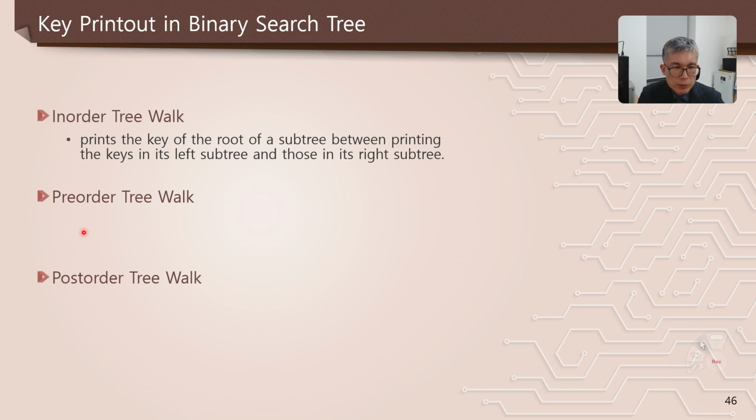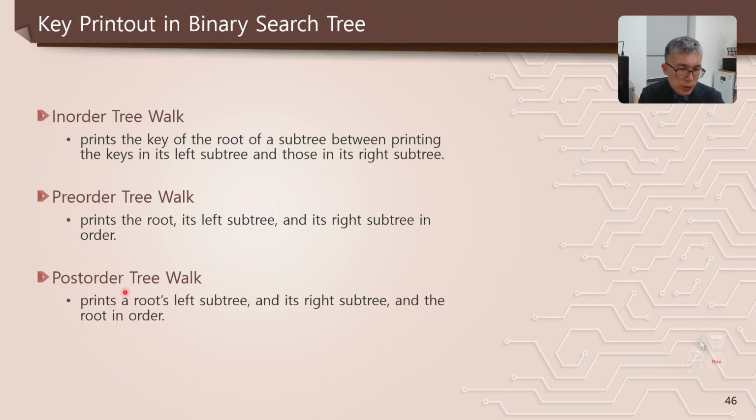In the pre-order tree walk case, print the root first and then the left subtree. After that, the right subtree is printed. In the post-order tree walk case, print the left subtree first, and then the right subtree, and finally the root.